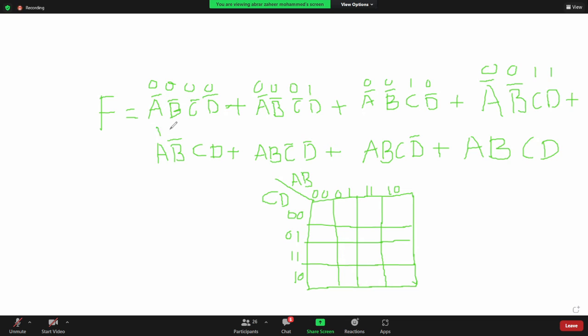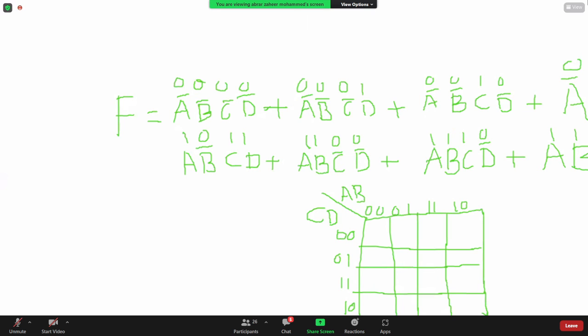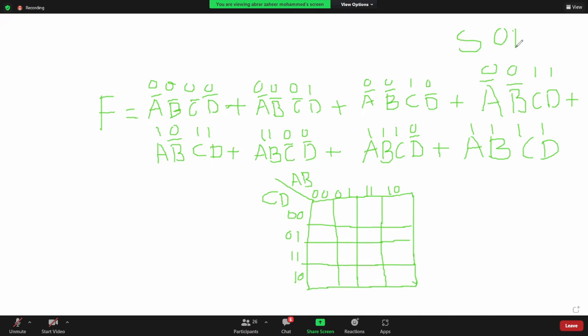This is 1 0 1 1. This is 1 1 0 0. This is 1 1 1 0. This is 1 1 1 1. So these values you have to put here. This is the SOP expression, sum of products. So wherever we see the product term, we have to write down 1.